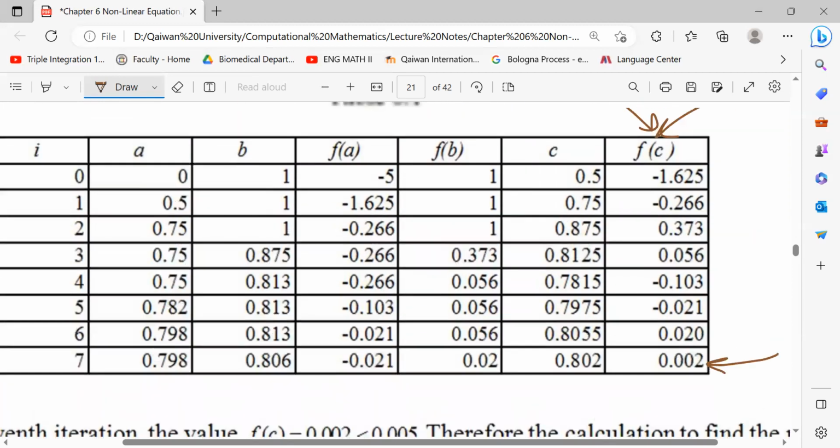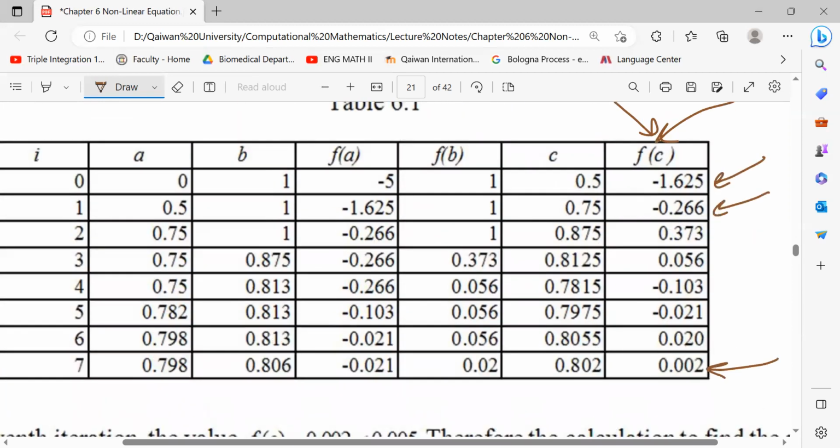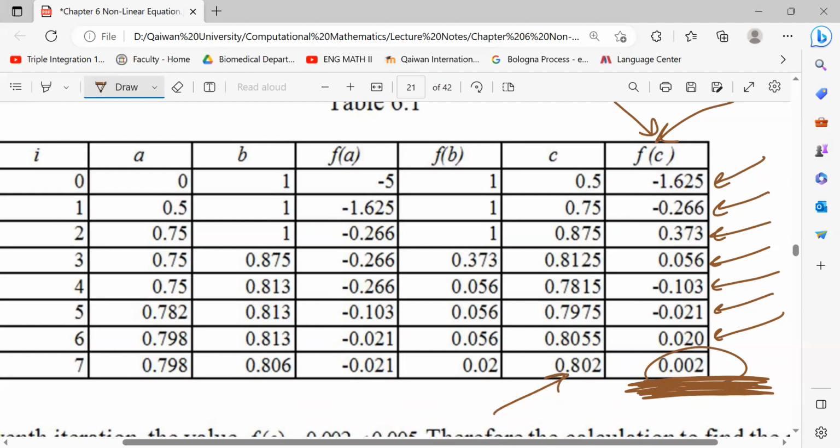This is f of the first c. Look, second, third, fourth, fifth. None of them is less than 0.005, but this one is. This is less than 0.005. That means we stop here. If f of c is less than the error, the epsilon, we just stop there. So that value of c is our solution. The value of c becomes the solution.